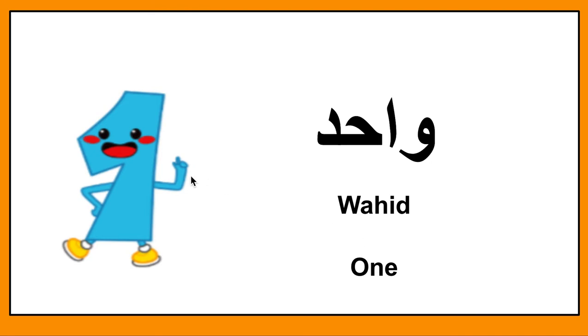We have 1, right? This is 1 in English, but in Arabic, واحد, حرف الواو ألف حاء دال، واحد. I wrote it here, واحد. Repeat again, واحد.